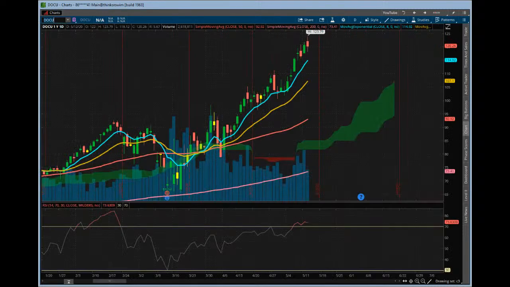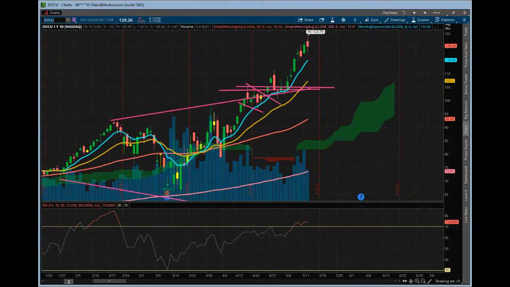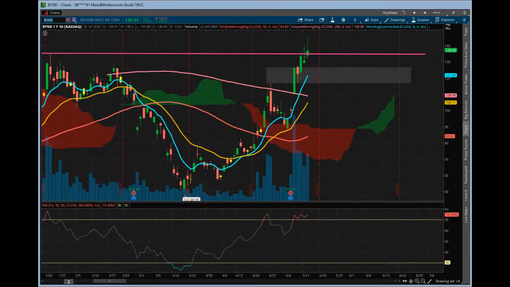DOCU. Continues to just kind of work its way up, just plow its way up right there. So, a bit of an upper shadow, but still bullish until proven otherwise. Beyond, again, same thing. Lots of strength today, good volume, and it's still staying green right there. So we had an upper shadow yesterday and it still rallied, right? So that's a good one to keep on the radar.